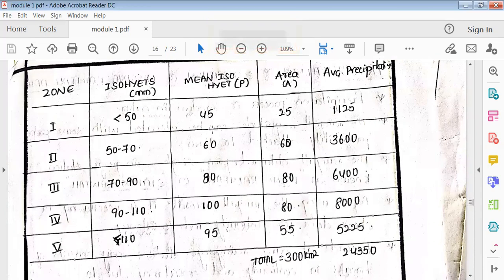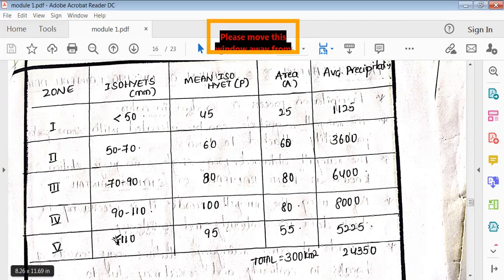Now next, the mean isohyet. The mean isohyet here, for less than 50, you can take the range 40 to 50, so the mean of that is 45. Then 50 to 70 is 60, here it is 80, here it is 100, and this is greater than 110. Now you don't know how much range to be taken, so we have assumed it to be 95.